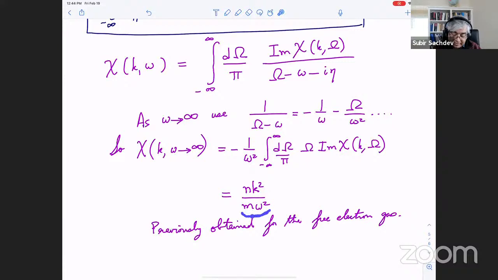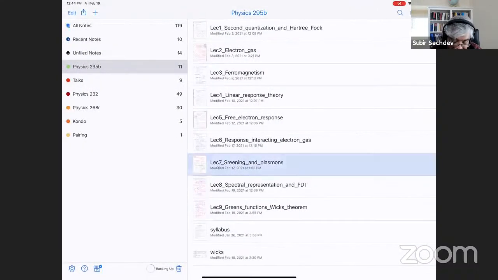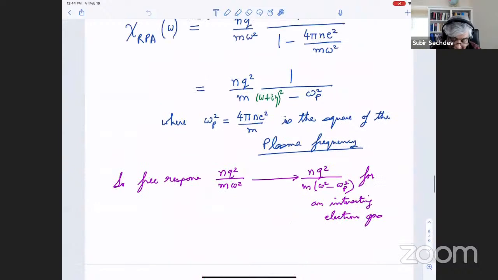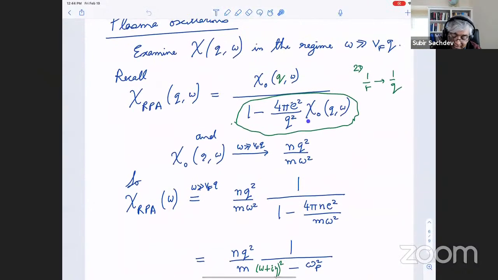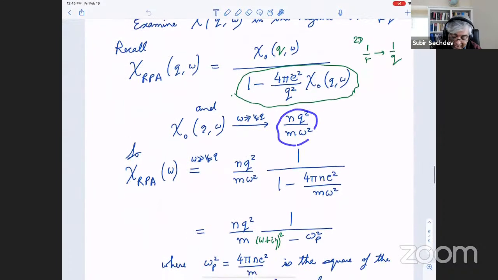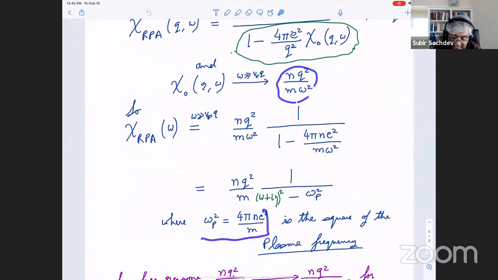Now, where did we use this result before? Well, it came in our discussion of plasmons. When we got the plasma frequency, we said that this chi naught here in the full response function, I'm going to replace by nq squared over m omega squared. That was perfectly okay to do, but it was an approximation because we were replacing it by this chi naught. Now we need a bit more diagrams to see this correctly, but this is not an approximation at all. It's exact. And therefore, this expression for the plasma frequency here is totally exact. There are no corrections to it.